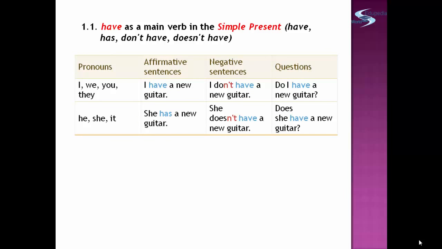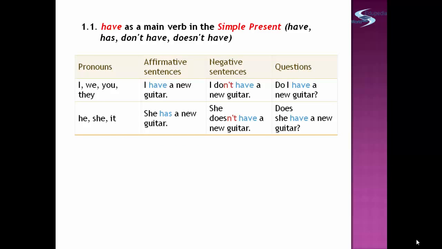So these are the examples. Pronouns I, we, you, they. We have an example in the affirmative sentence: I have a new guitar. In the negative sentence, I don't have a new guitar. In the question form, do I have a new guitar?